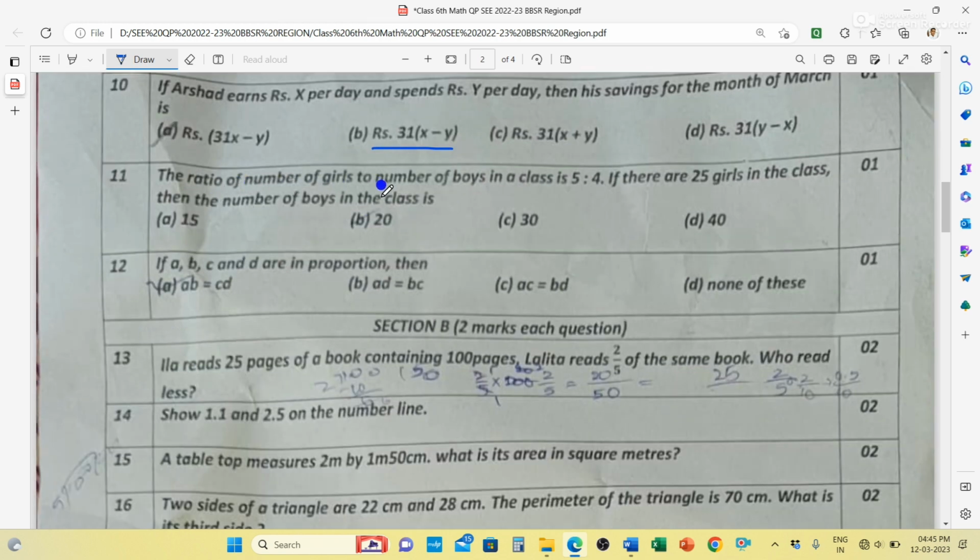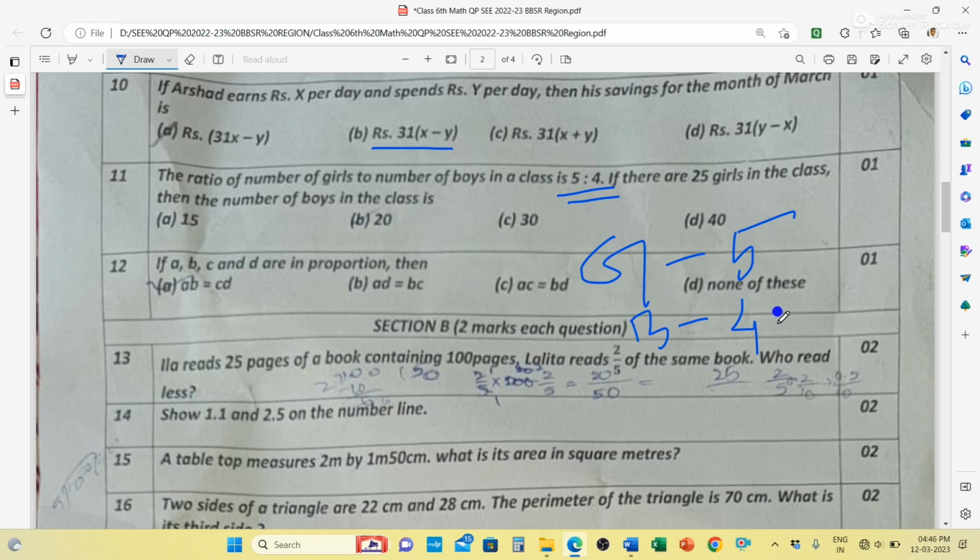The ratio of number of girls to number of boys in a class is 5:4. If there are 25 girls in the class, then the number of boys in the class. Okay, so the ratio is 5:4. Sorry, suppose there are 5 girls, then there will be 5 boys, because the ratio of girls to boys is 5:4. If there are 5 girls, then boys will be how much? 4, because the ratio is 5:4. Suppose there are 5 girls, so there will be 4 boys.